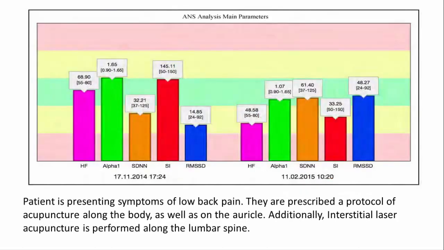In this particular case, the patient presents with lower back pain and is prescribed a treatment protocol of conventional acupuncture along the body, as well as auricular style. Additionally, interstitial laser acupuncture is performed along the lumbar spine. This course of treatment was for 3 months, and the improvement was dramatic, showing significant improvement in autonomic functioning as compared to the prior analysis.